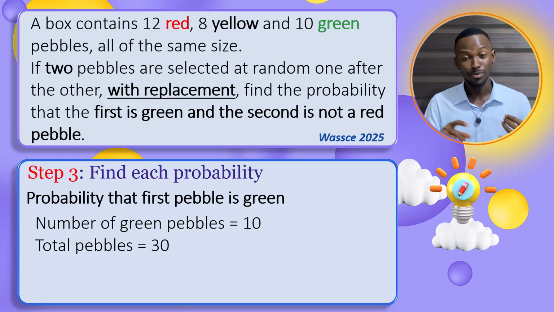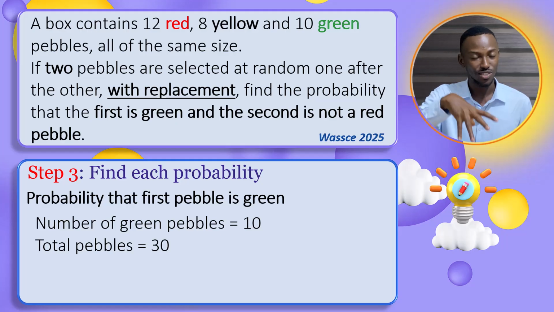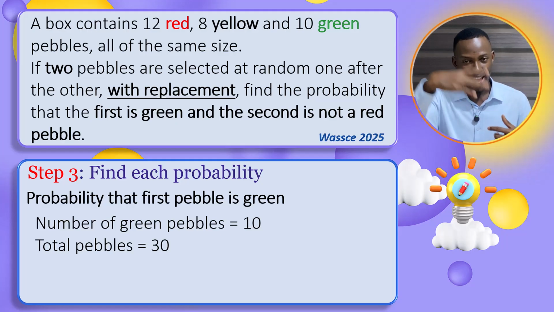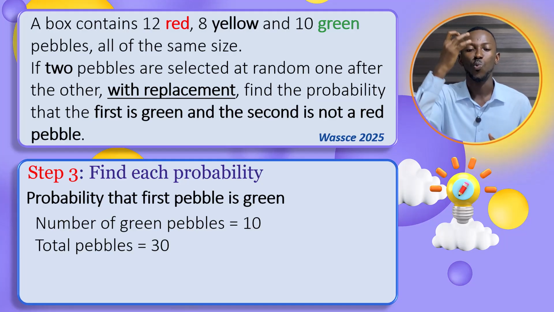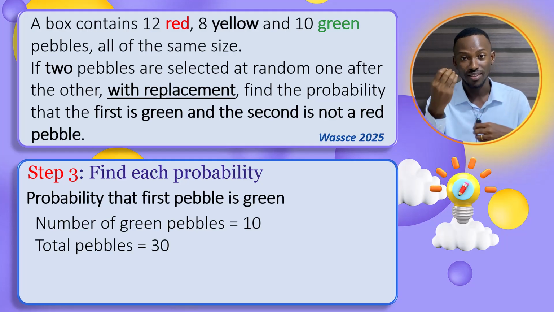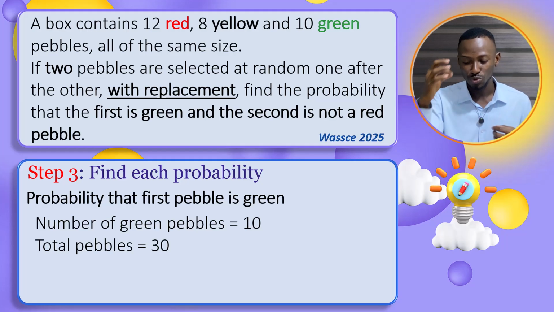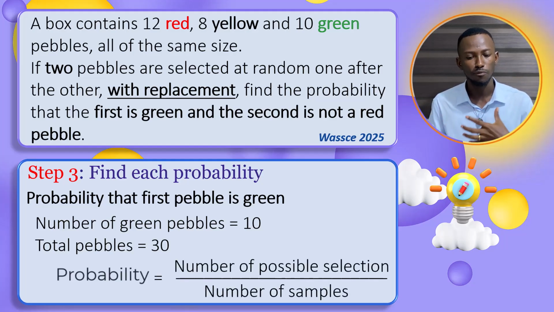So these 30 pebbles include the red, the yellow, and the green. So what is the chance that when you just put your hand into the box at random without watching and you pick a pebble, what is the chance that that pebble will be green? That is what the question is asking us to do. Find the probability that the first pebble will be green. What is the probability that the pebble you choose will be green? But before we proceed, we need to know the formula for probability.